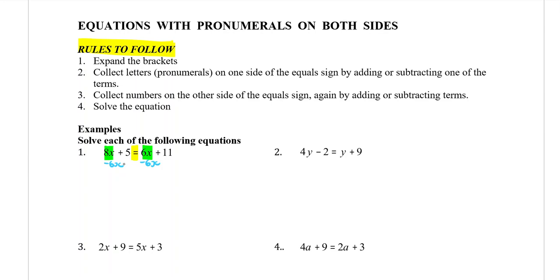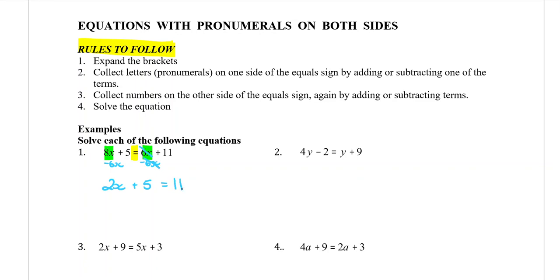Okay, now I'm going to find out what is left. So I'll do 8x take away 6x. What's that? 2x. I also have the plus 5 sitting there. The reason I subtracted this 6x here is so it cancels out. So it's going to cross off and it's going to disappear. And all that's left on the right-hand side of my equal sign is the 11.